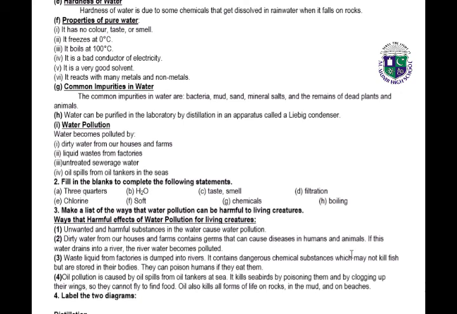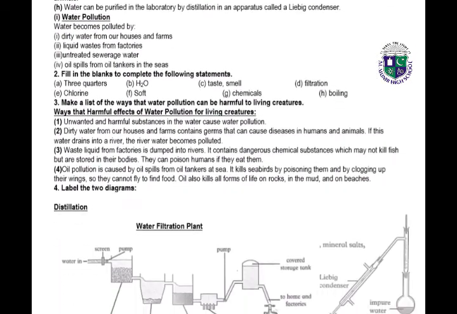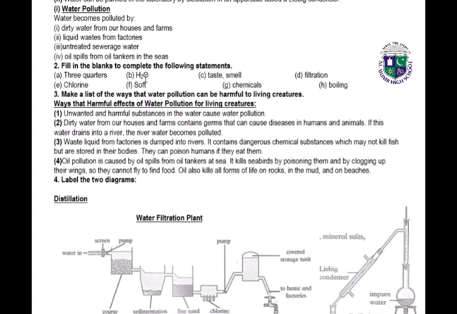Next we have the fill in the blanks. Look at these fill in the blanks. Number A part, 3/4. Number B, H2O. Number C, taste and smell. Number D, filtration. Number E, chlorine. Number F, soft. Number G, chemicals. Number H, boiling. Make a list of the ways that water pollution can be harmful for living creatures.